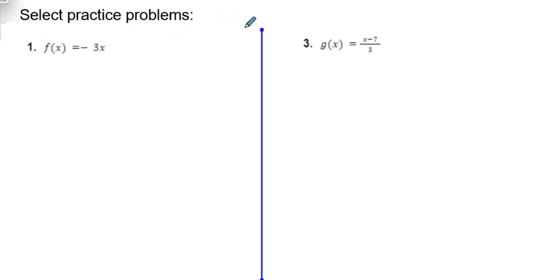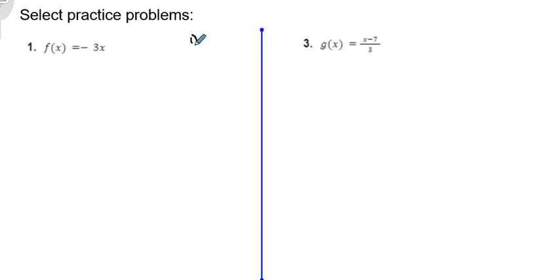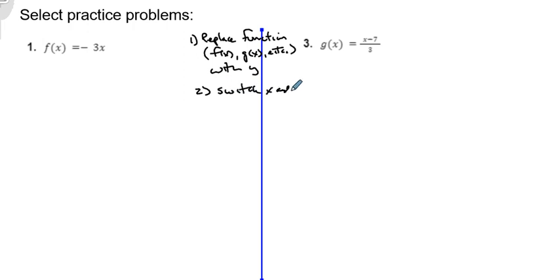So remember, our process for all of these is all going to come from the same place. The first thing you're going to do is replace the function, whether it's f of x, g of x, etc., whatever it is, you're going to replace that with y. All right, so that's your first step. Your second step is switch x and y. And then your third step is solve for what basically is your new y. Okay, so let's do that.